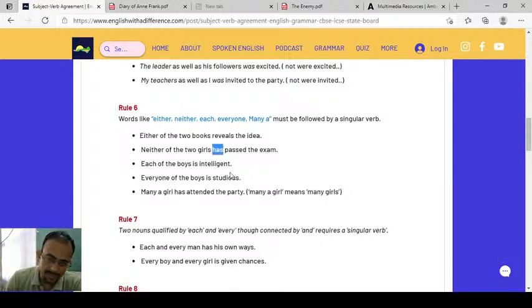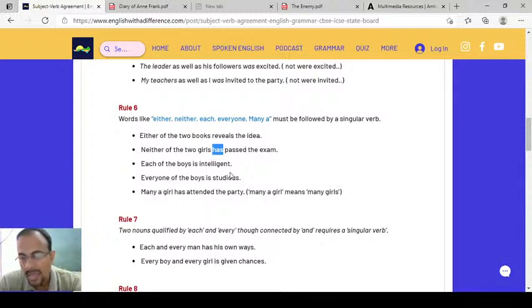Many people get confused. They write neither of the two girls have passed the exam. No, it should be has passed. Why? Because I'm not talking about both the girls. I'm talking about neither of the two girls. Neither itself is a singular form actually, right? And the verb will agree with neither, either, not with boys, books, girls, etc.